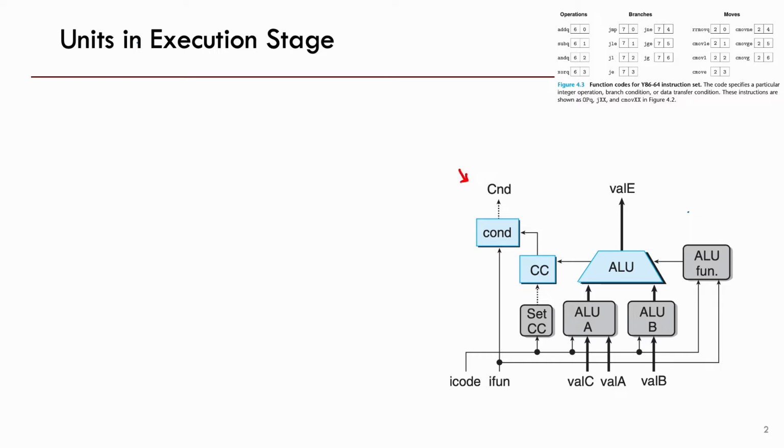To be simple, the execution stage takes two operands, let's say operand 1 and operand 2, and then it does the given function from this ALU function. Its output of this operation will be stored in val E, and some condition code will be stored in the condition CC module.